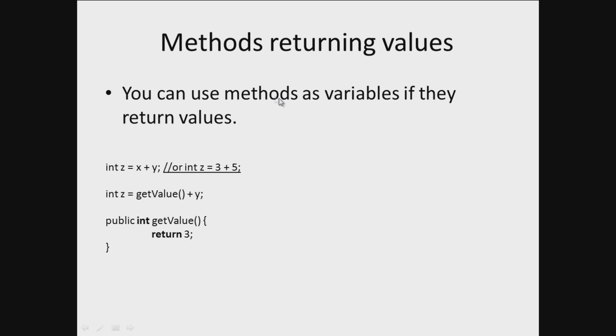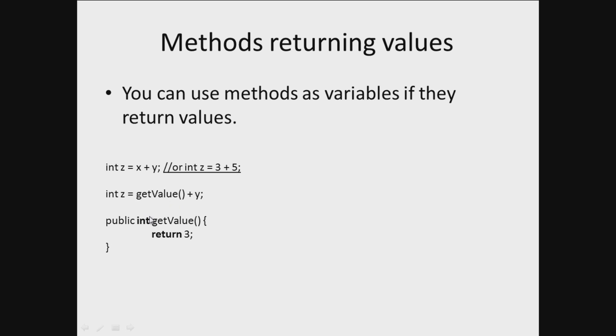And if your method returns a value, you can use it as if it were a variable, more or less. So if you've got an int c, which equals x plus y, or 3 plus 5, or any other combination of values, you may want to use a method plus y if your method returns a value. In our case, the method getValue returns 3, so it will be 3 plus y.